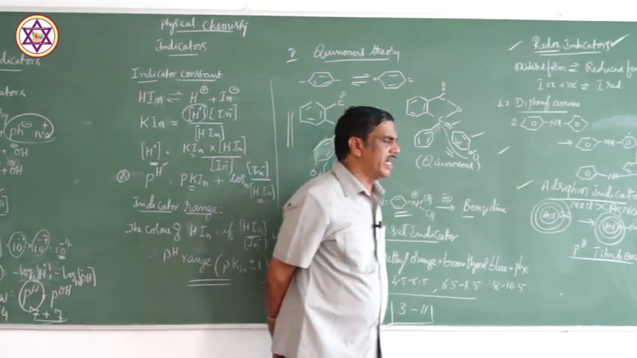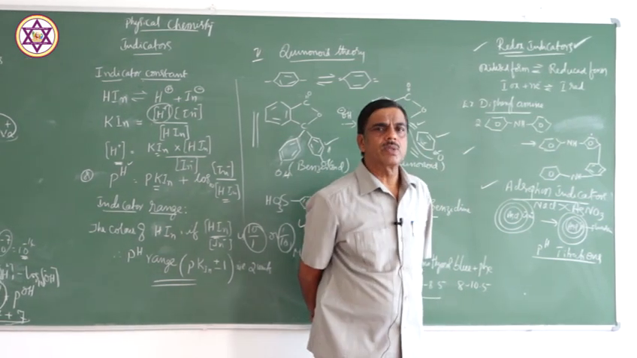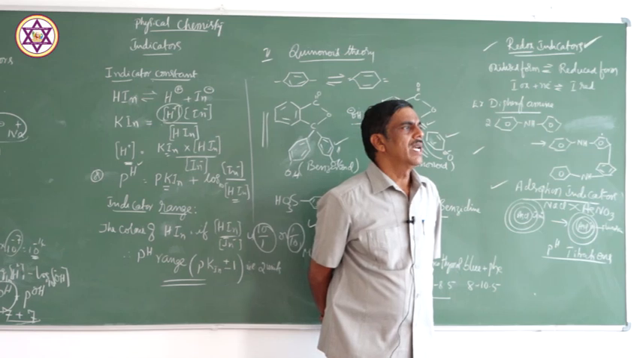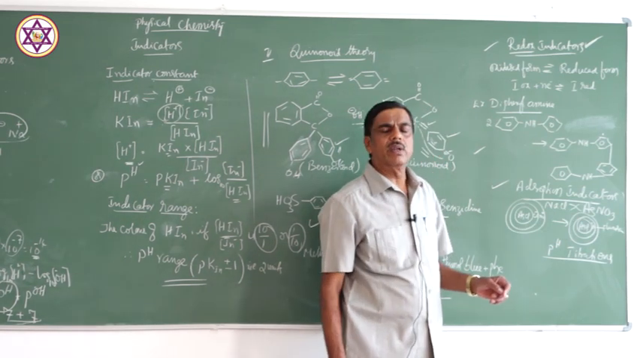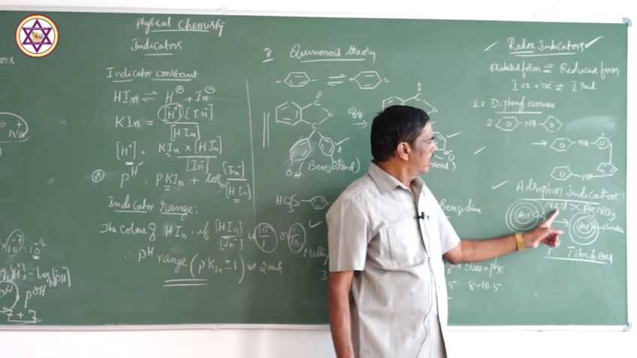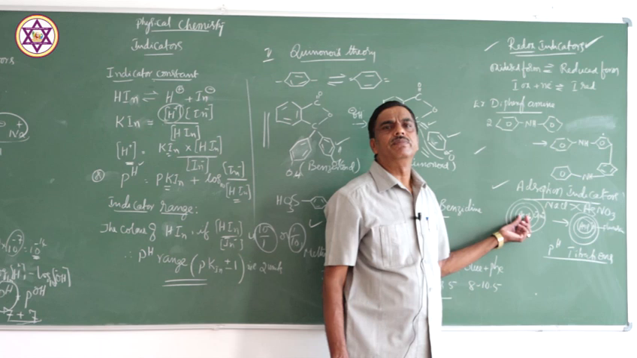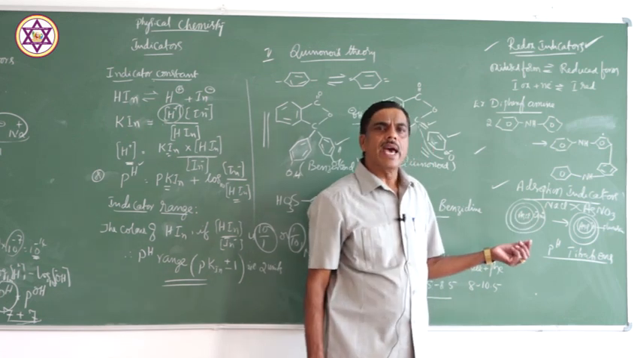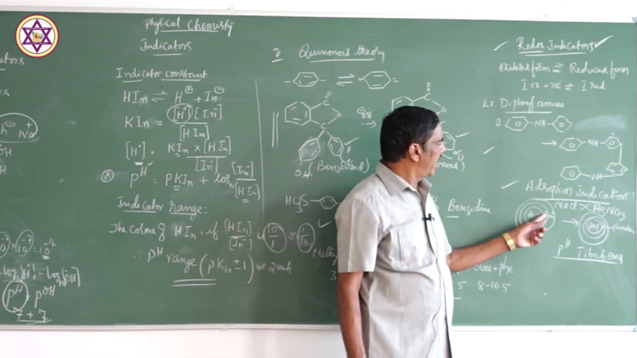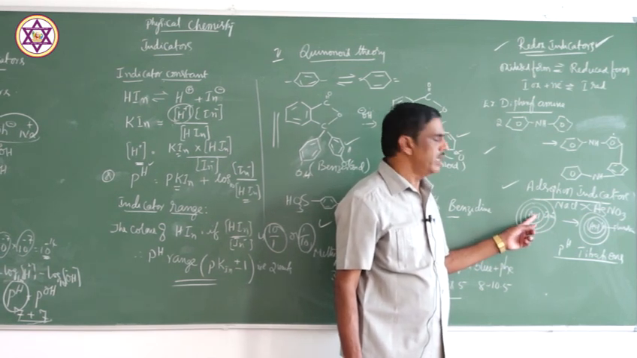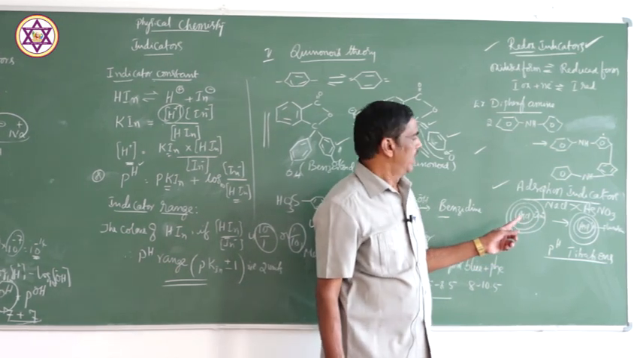So, we have so many titrations which involve an adsorption mechanism. For example, in the titration of silver nitrate versus sodium chloride, when sodium chloride reacts with silver nitrate, it forms a precipitate of silver chloride. Silver chloride precipitate is formed. As soon as the precipitate is formed, a layer of chloride ion is adsorbed on the precipitate, and then sodium ion is adsorbed as a second layer.